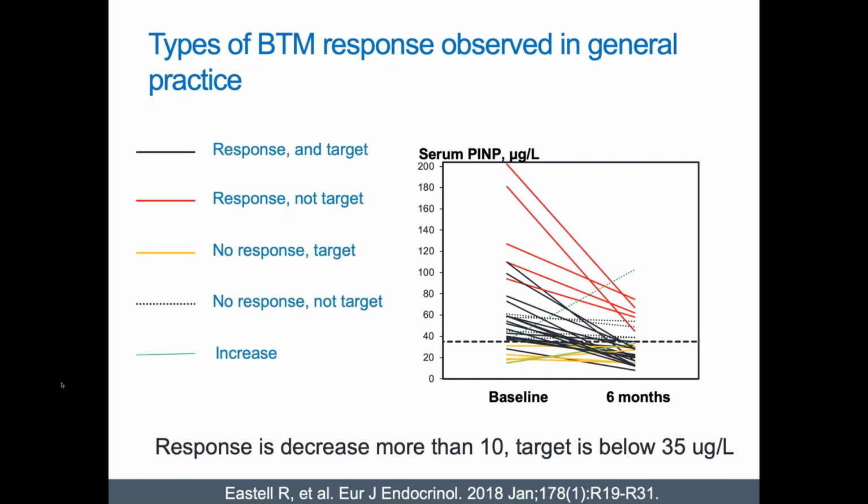The red ones show that they've responded and haven't reached the target. The yellow ones show that they were low to begin with and stayed low. The broken line shows you that they haven't responded, and these are people we want to pick up and correct. And finally, one patient, the green line, actually had an increase, and that's because they had a fracture. So we have lots of different stories to tell you here about what happens when you introduce these markers into clinical practice.